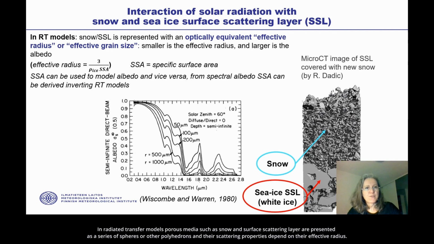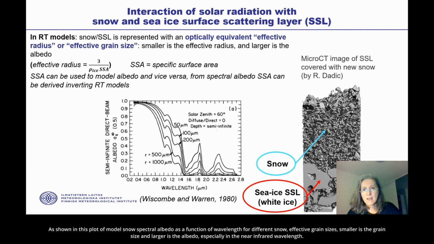In radiative transfer models, porous media such as snow and surface scattering layer are represented as a collection of spheres or other polyhedrons, and their scattering property depends on their effective radius. As shown in this plot of modeled snow spectral albedo as a function of wavelength for different snow effective grain sizes, the smaller the grain size, the larger the albedo, especially in the near-infrared wavelength. Here we used grain size and effective radius interchangeably, they are the same thing.